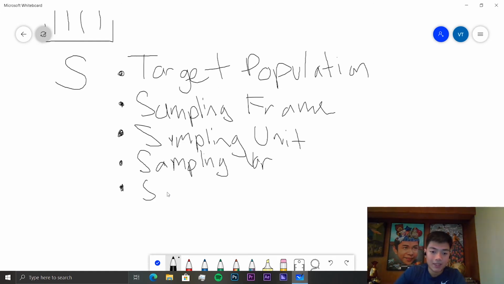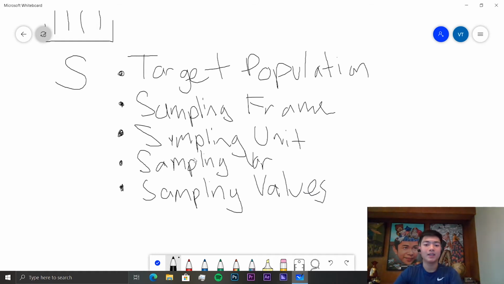And finally, we have the sampling values. And these are the possible values of the sampling variable. And so this is sort of defining what the variable can be. So I guess let's jump into some questions, because that's all to talk about for this subchapter, well, I mean this exercise.